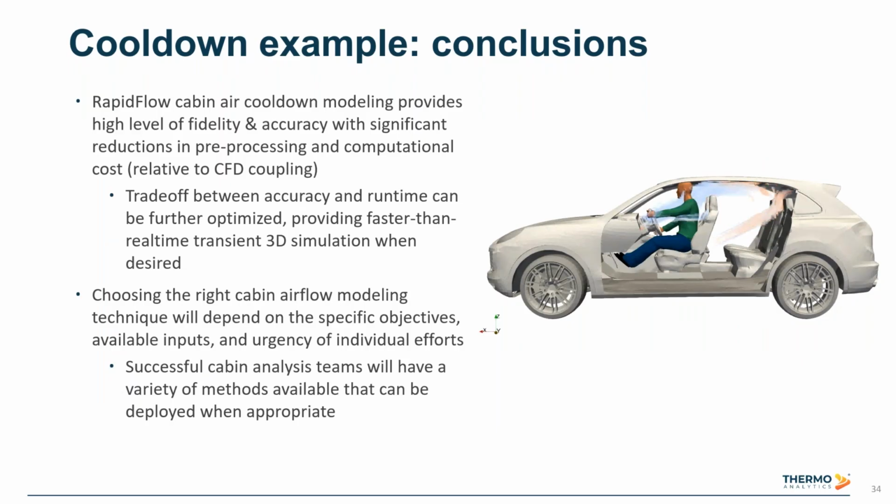So wrapping up that cool down example model. By using the RapidFlow approach for the cool down scenario, we can provide a higher level of fidelity and accuracy, but get some significant reductions in pre-processing and computational cost relative to our CFD coupling benchmark. And as shown from some of those bar charts, we can tune that trade-off between accuracy and runtime. So especially if you're working in an earlier design stage and fast is really what you want to optimize for, you can choose that, and go with a finer cell size when you can tolerate a little more runtime and need higher accuracy.